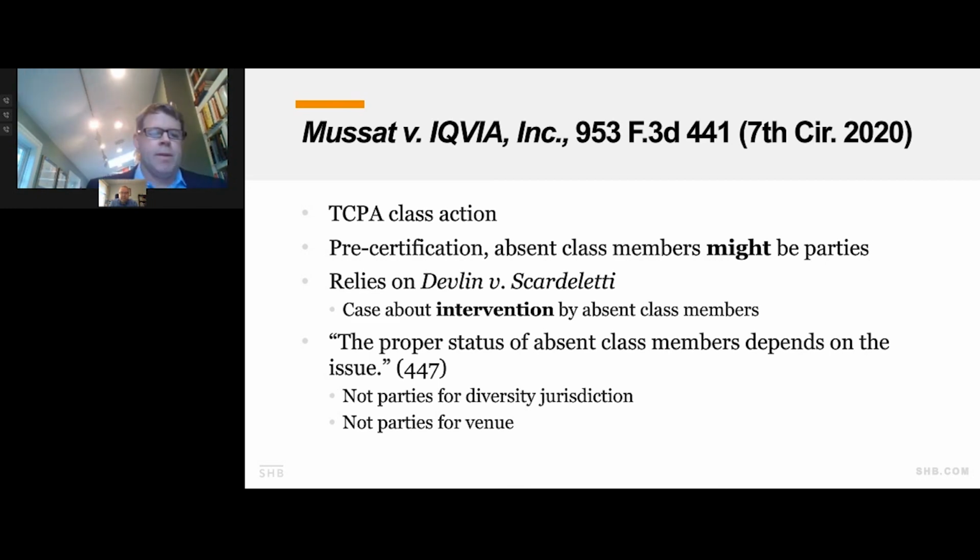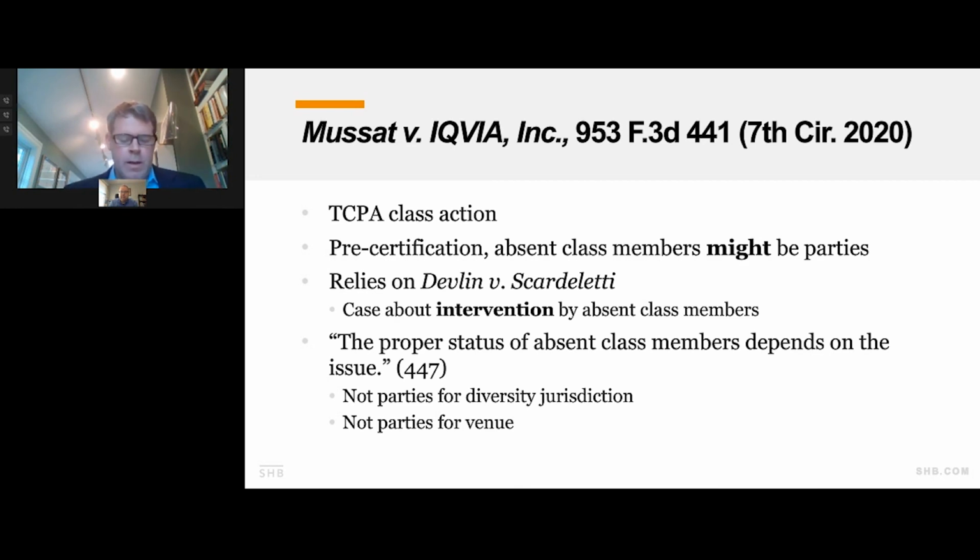Some of the facts on Musset: importantly, a TCPA class action. In this case, ICVIA, the defendant, was a Delaware corporation with Pennsylvania headquarters, so sued in the Northern District of Illinois in a putative TCPA consumer class action. So for jurisdictional purposes, it was not at home, so to speak.